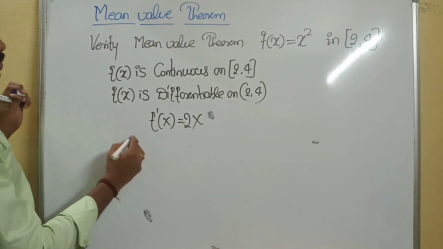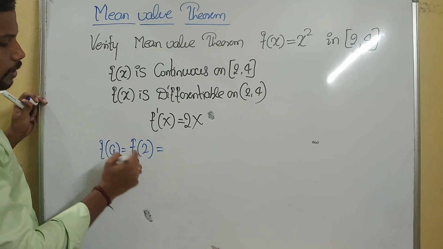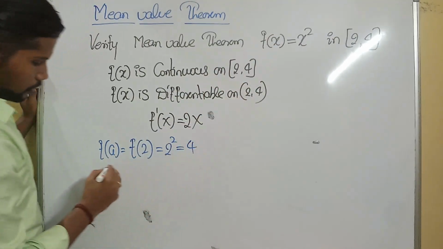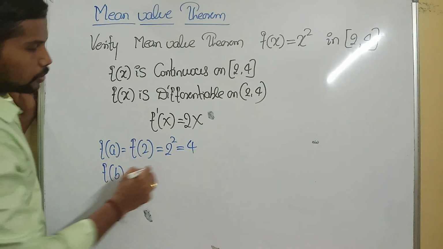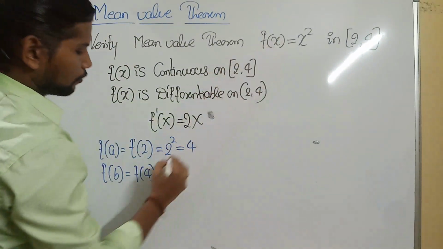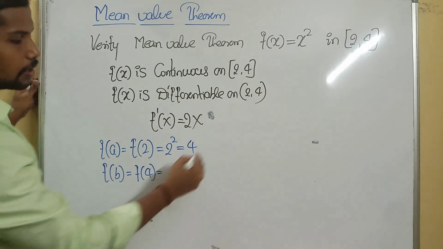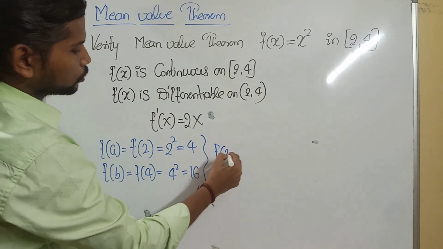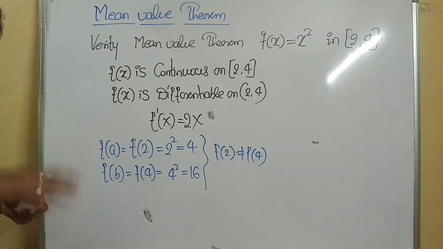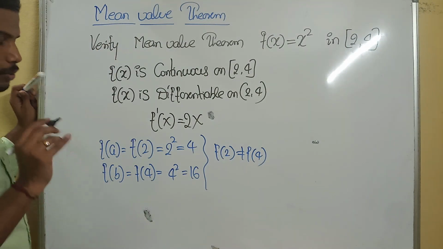Fine. After this I need to calculate f of 2, meaning f of a. What is f of a? F of 2 will be 2 square, which is 4. F of b means the upper limit value, 4. F of 4 will be 4 square, which is 16. So we got f of 2 is not equal to f of 4. It will not satisfy the conditions of Rolle's theorem, which leads to Lagrange's mean value theorem.